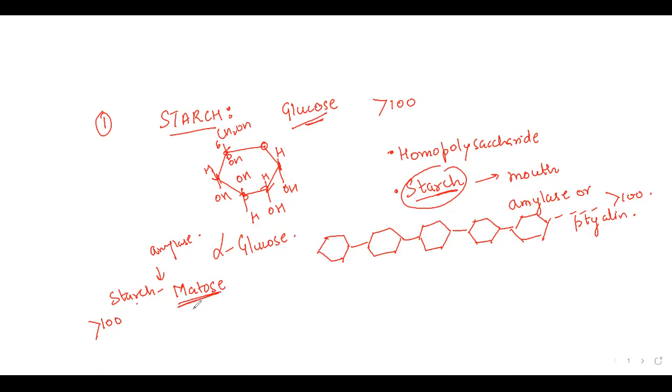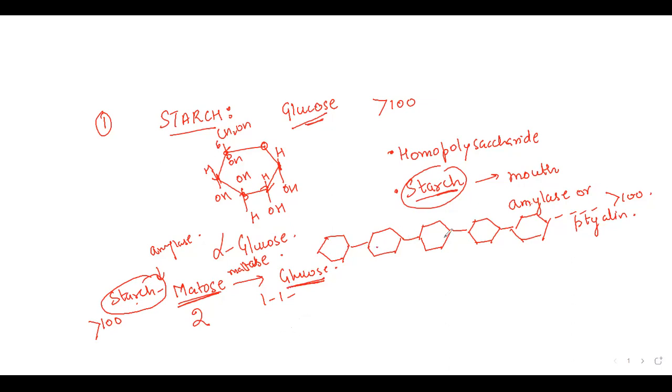Now, maltose is made up of 2 units of sugar. It is made up of 2 units of glucose. Further, on this maltose, another enzyme acts, which is called maltase, and this maltase will break down the maltose into single units of glucose. In this way, a complex starch chain is broken down into simple units of glucose, and this glucose is readily absorbed by our body.